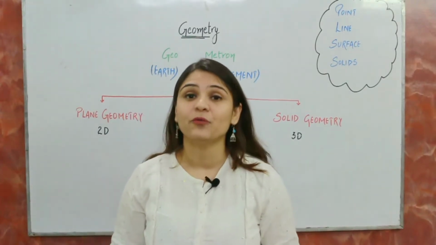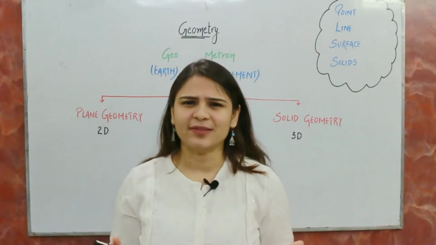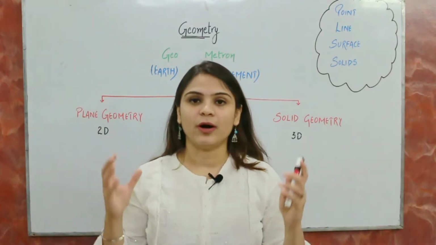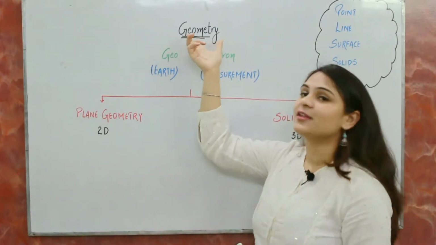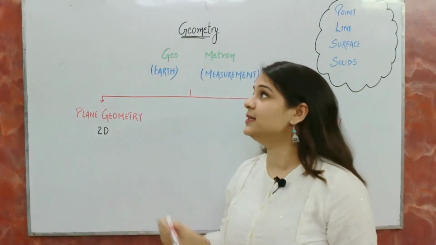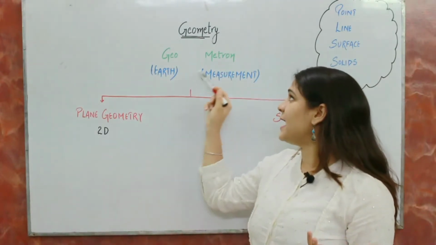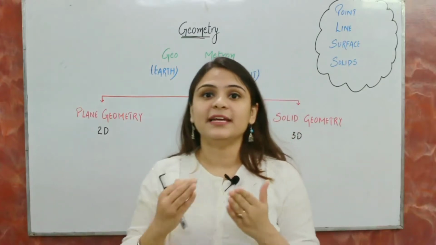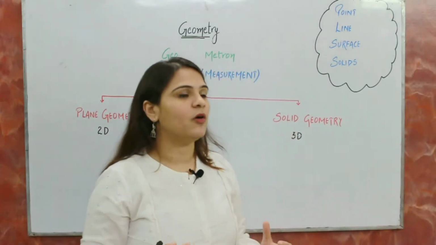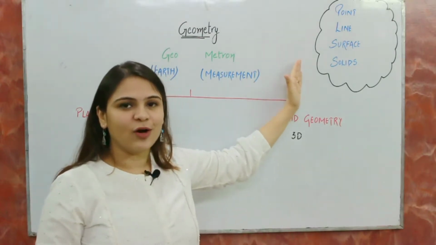Today in this video we're going to learn about lines and pair of lines. Before we start with that, let's see what exactly geometry is. Geometry is derived from two Latin words, geo and metron, where geo means earth and metron means measurement. So it is concerned with the relationship and properties of points, lines, surfaces and solids.